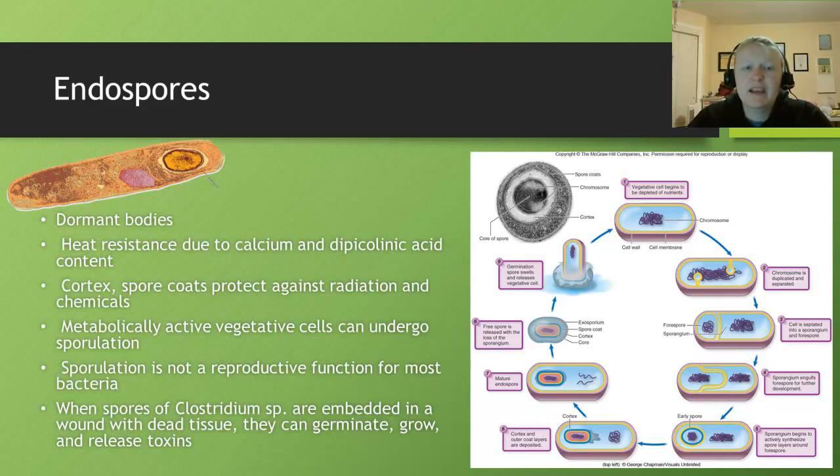One example of this is that spores from Clostridium can infect wounds and cause a release of toxins and can really cause serious damage within the body. And so this is why spores are often the most difficult thing to get rid of in a sterile environment.